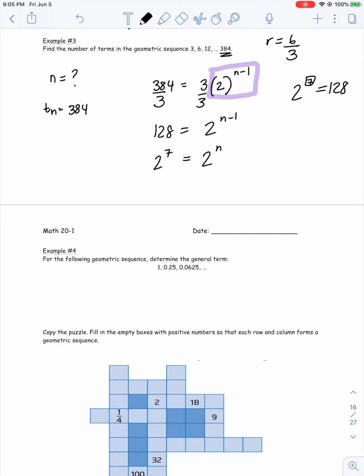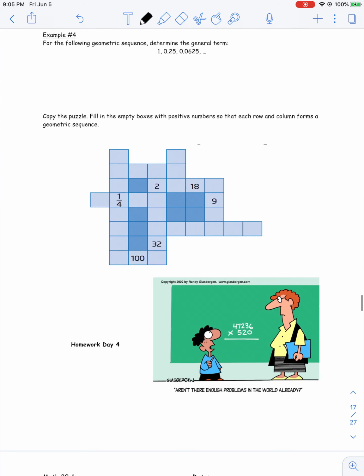And then on the right side, we have 2 to the power of n minus 1. The reason we do that is because if the bases are the same, we can actually ignore them and only look at the powers, because if the bases are the same, the powers are the same. And then to solve for n, we're going to add 1 on both sides, and that gives us n equals 8 as our final answer, which means that there are 8 terms in the sequence to take us to term 384.